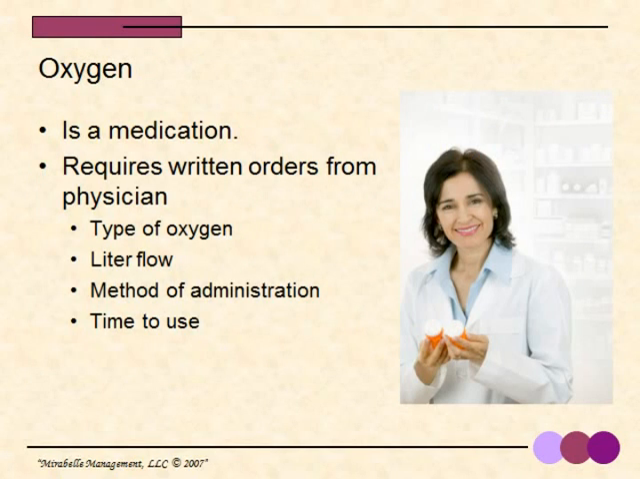Oxygen is considered a medication, and residents who use oxygen will have a written order from their doctor, and this order will specify the type of oxygen to be used. Will it be humidified or non-humidified? Will it be compressed oxygen or liquid oxygen? The liter flow, how much the person gets per minute, will be specified. And the method of administration. Will the person use a nasal cannula or will they wear a mask? And the last thing that will be specified is the time to use it. Will it be at bedtime? Will they wear it intermittently during the day, or will they use it continuously?